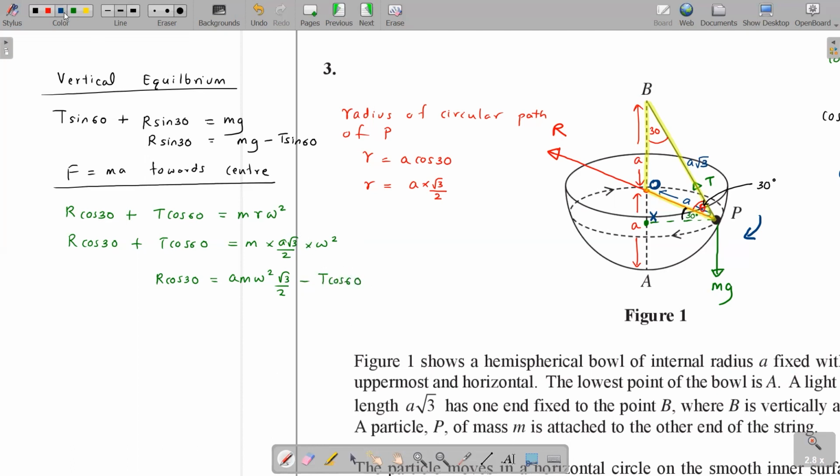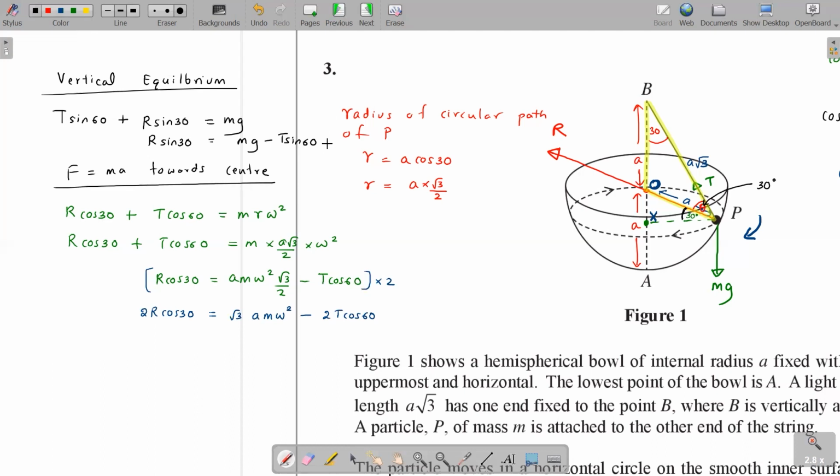Before I do anything, I'll remove this 2 here by multiplying everything with 2, so it removes the complication. When I multiply with 2, I get 2R cos 30. The whole point of multiplying by 2 is to remove this denominator 2. I get root 3 a m omega square minus 2T cos 60. Okay, so these are my two equations.